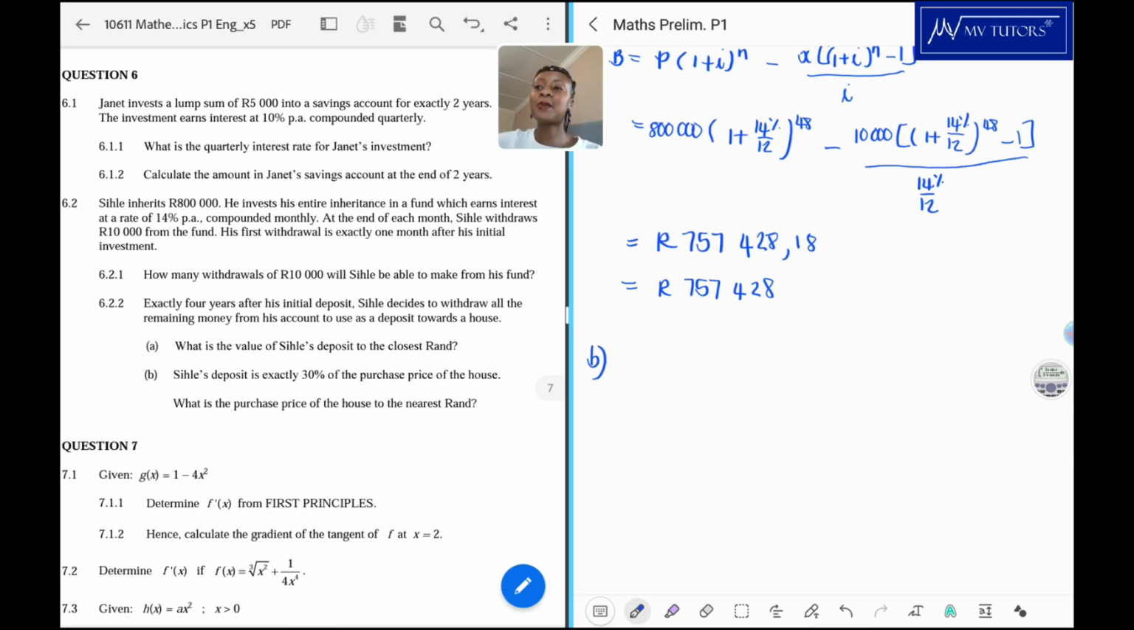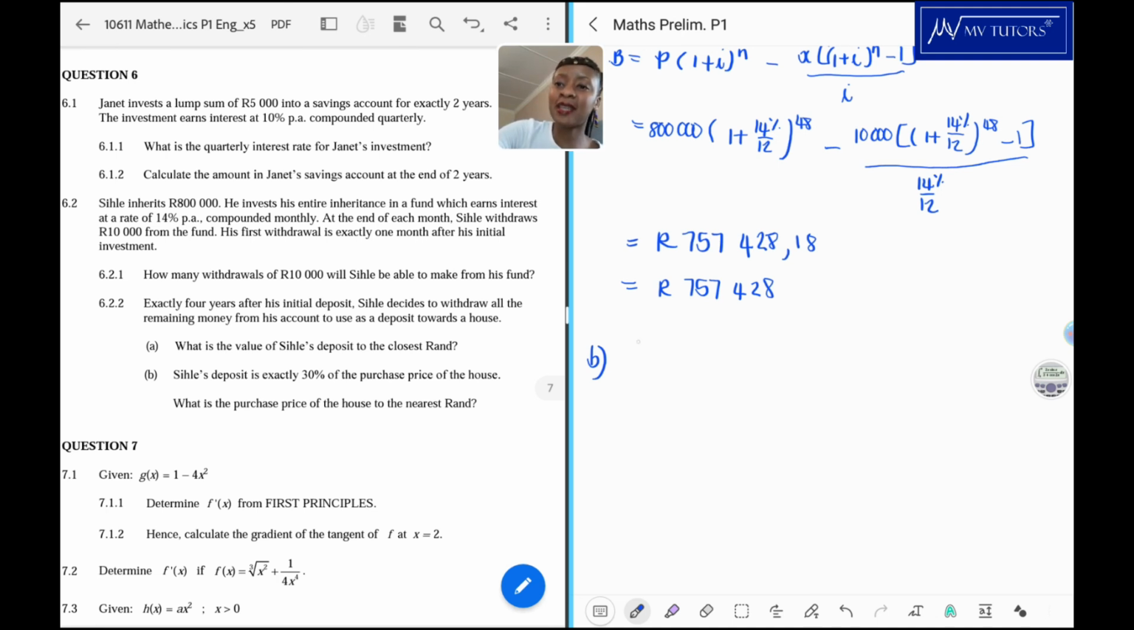Now Sihle's deposit is exactly 30% of the purchase price of the house. Must be some expensive house. But anyway, these days, things are so expensive. You can't get a proper property for less than 1 million. So Sihle's deposit is exactly 30% of the purchase price of the house. What is the purchase price of the house to the nearest Rand?